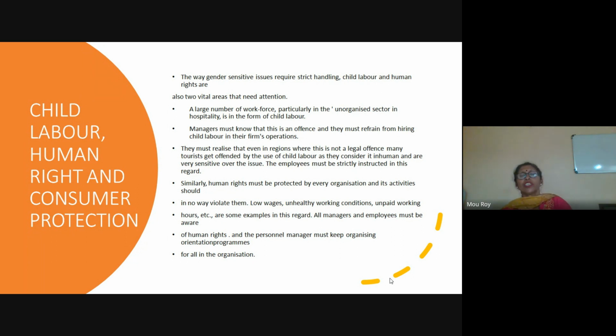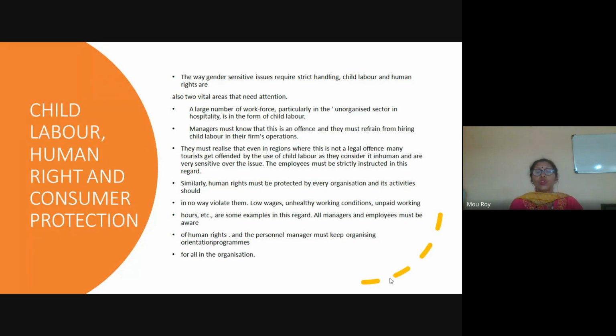Similarly, human rights must be protected by every organization, and its activities should in no way violate them, especially low wages, unhealthy working conditions, unpaid working hours, etc. All managers and employees should be aware of human rights, because you never know, an employee may be talking very sweetly to you. Suppose any issue takes place where everybody's signature is required, or any incident has taken place, the message should be passed to the right person. That is very much necessary.